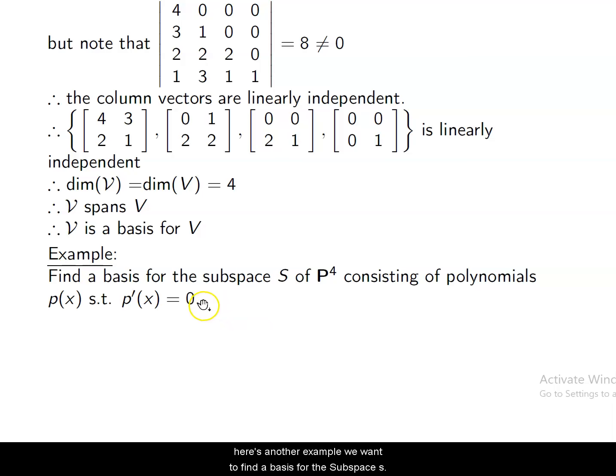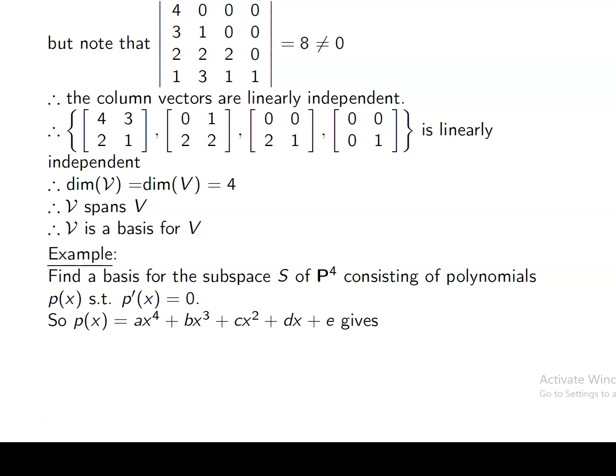Here's another example. We want to find a basis for the subspace S of P4. P4 is all polynomials of degree at most 4. But this is a special subspace. This subspace is all of the polynomials such that their derivative is 0. So think about this: how do you take a derivative of a polynomial and get out 0? Well, that means that all of your polynomials are constants, right?